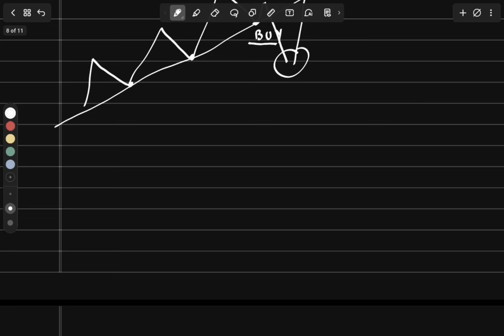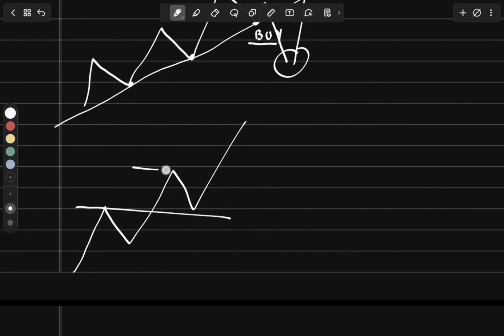Now there is another thing which is called buy side liquidity and sell side liquidity.